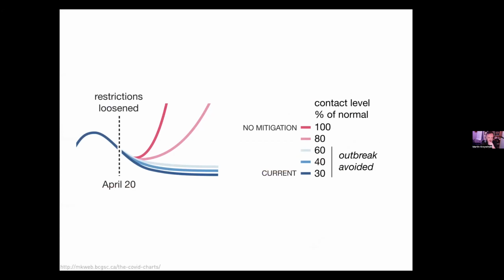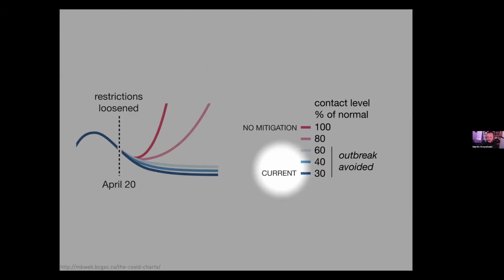How could we do a better job? Well, we could simplify things and just throw things out and say, on April 20th, restrictions are loosened, and then a bunch of things can happen. If we do not mitigate and return contact level to 100, cases will rise, magenta, bad. If we have current restriction, which is approximately 30% of normal, cases are low, but if we go up to 60% of normal contact level, cases are flat, and that's the point.